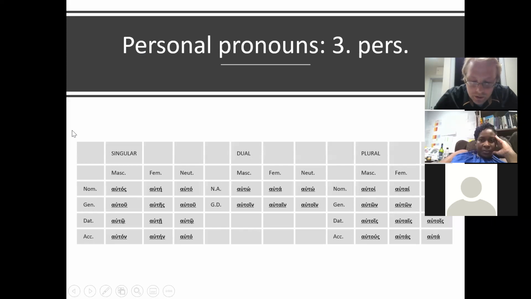And you may note here that there are no forms in the vocative case, but this is, of course, because no one is ever spoken to directly in the third person. So the same applies, of course, to the first person personal pronouns. There's no vocative form of those either, because you don't call yourself, or you don't speak to yourself.